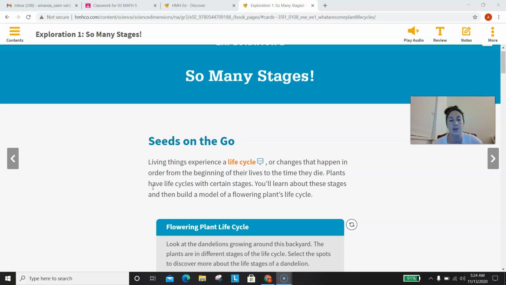Plants have life cycles with certain stages, so everything has to have an order, and that's what we're talking about today. We're going to talk about the order of how the life cycle goes. But as for the seeds on the go, let's talk about that for a minute. How do seeds travel? Do you remember from the Brain Pop and the Science and God book?